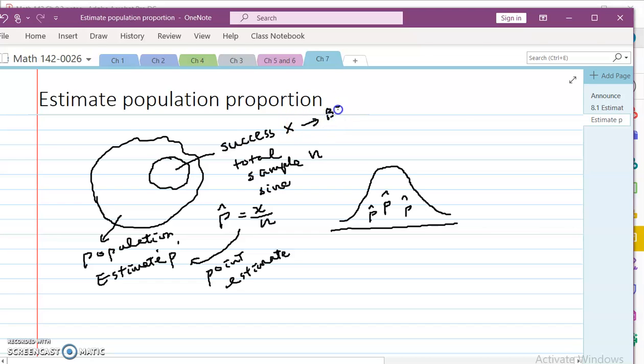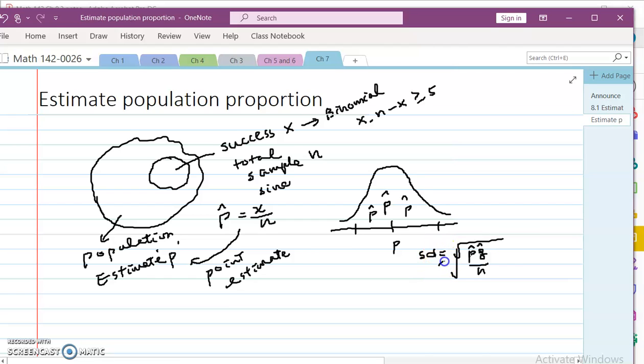If this is binomial, then under circumstances when x and also n minus x are at least 5, greater than or equal to 5, then these are normally distributed with the mean equal to p, and the standard deviation is the square root of pq over n. Okay, and because we don't know pq, we just use p hat q hat over n to approximate it.